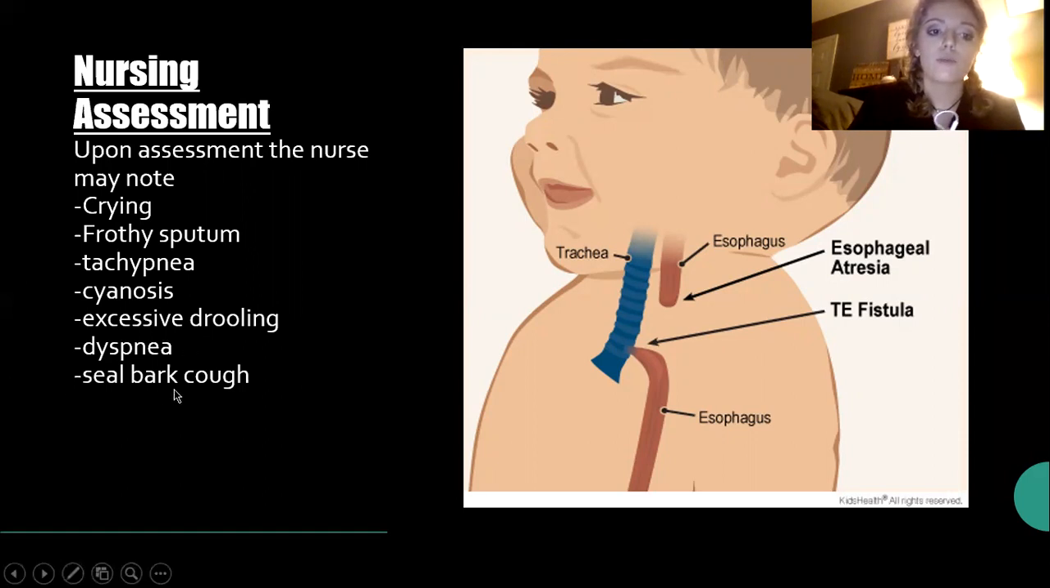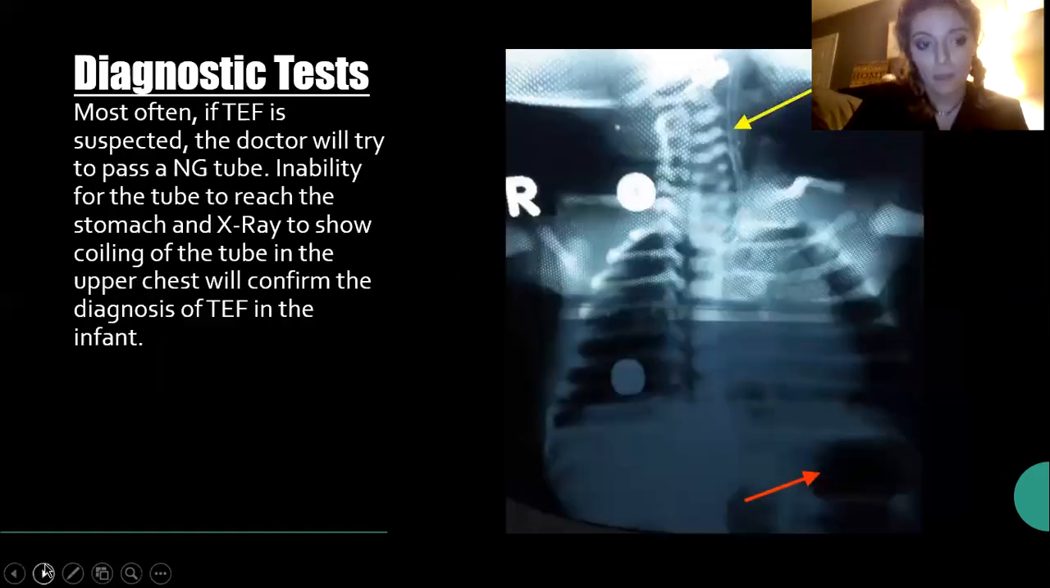They also will present early, in the delivery room, with a seal bark cough. That's the term they have given this cough because it sounds like a seal, and I'm not about to try to imitate a seal and make myself look stupid, but that's what they sound like. That is a telltale sign of a TEF.